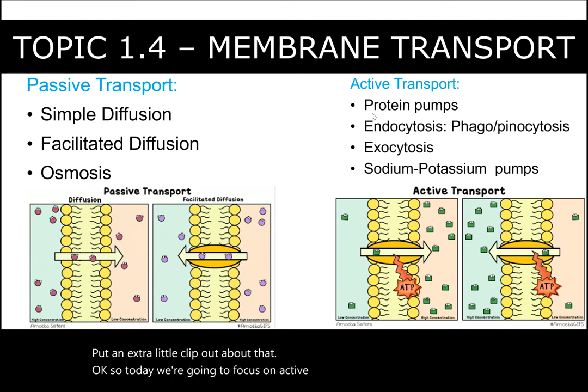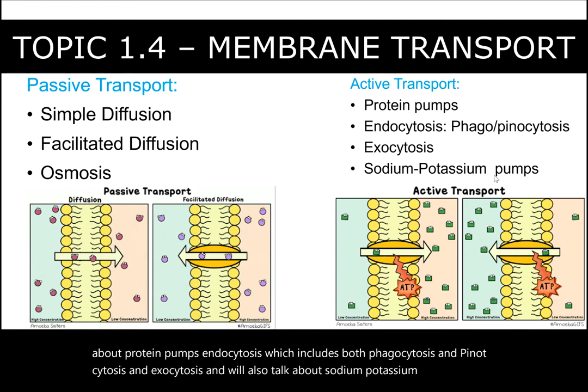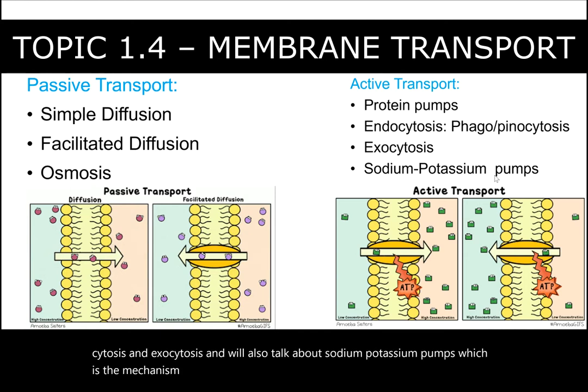Okay, so today we're going to focus on active transport. We're going to be talking about protein pumps, endocytosis, which includes both phagocytosis and pinocytosis, and exocytosis. And we'll also talk about sodium-potassium pumps, which is the mechanism by which action potentials are propagated through the nervous system. So cool stuff.